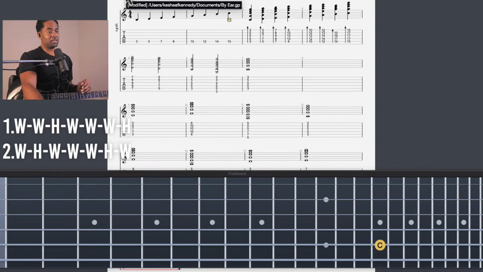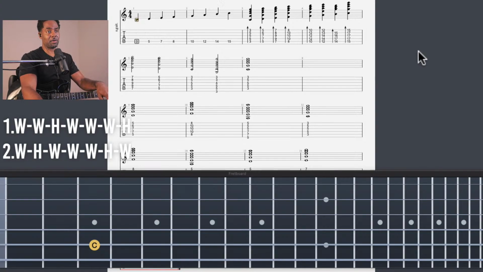So that is a major scale. That is a major scale on the A string, the open A string, which is right here. That's where I played. It's a C major scale, and you can see the intervals, and I actually have it right here: W, W, H, W, W, W, H. Those are the intervals.